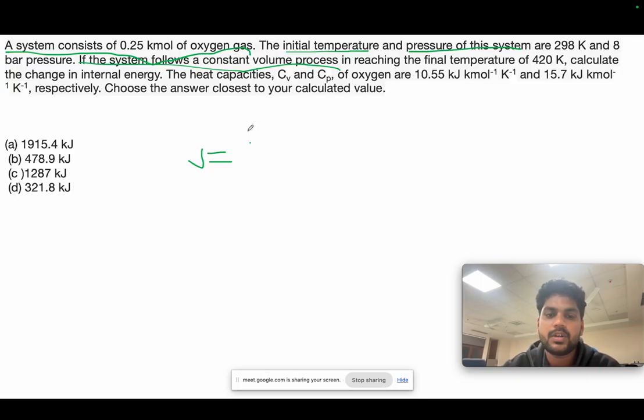Can anyone tell me what is constant volume? So what do you mean by volume? Isochoric process. Yeah. So then you have the change in the internal energy, the heat capacity is given. So they ask you to calculate the change in the internal energy, dU.